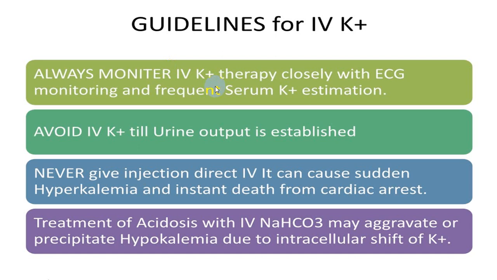Whenever you are giving IV therapy, you have to monitor potassium and monitor the ECG. Avoid IV potassium till urine output is established. If a person has any renal damage, avoid giving IV potassium because it can result in sudden hyperkalemia. Never give it rapidly IV because it can give rise to sudden hyperkalemia and the person can die because of cardiac arrhythmias.